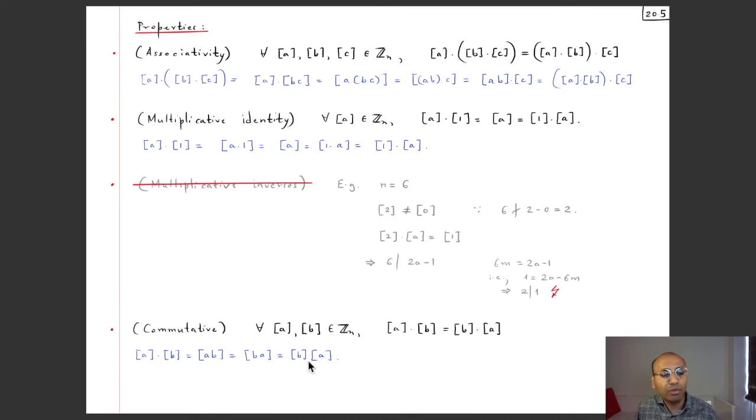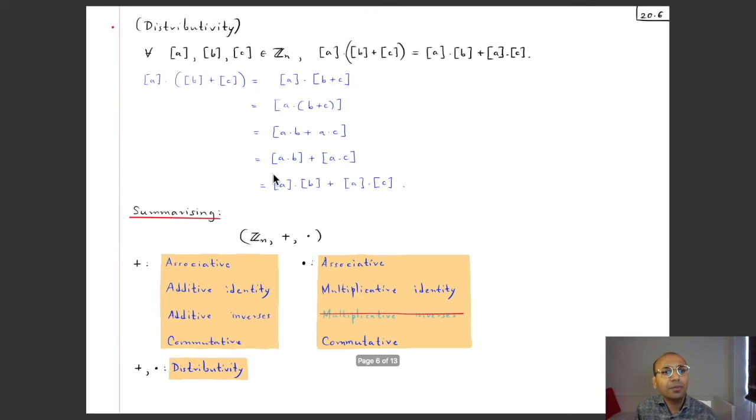And so far we have looked at individual properties of addition modulo n and individual properties of multiplication modulo n. And now we also have a distributive law, namely that multiplication modulo n distributes over addition modulo n. So that's the next thing we would like to prove. So here is the distributivity property, and this combines the two operations of addition modulo n and multiplication modulo n.